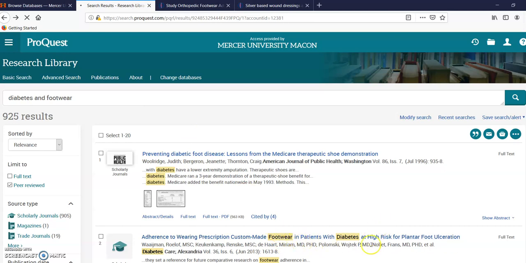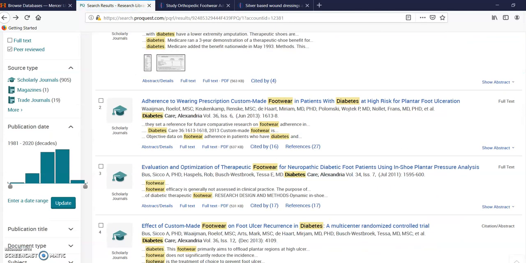Here you go. Custom-made footwear in patients with diabetes. So here you can have some peer-reviewed research. That's scholarly peer-reviewed because that's what we've clicked on. Okay. So that's the difference between three types of information. We have peer-reviewed, clinical trials, and systematic reviews.